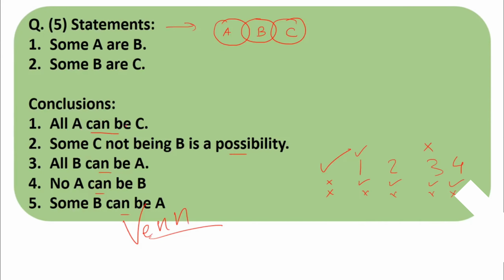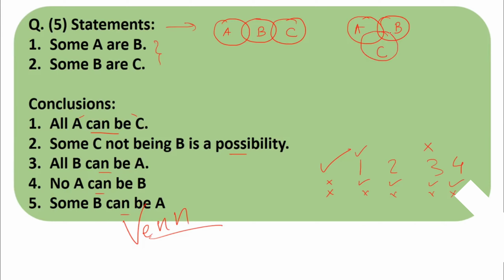All A can be C. Now this is A, this is C. Is A and C connected? No. Over here we want the relation between A and C, but there is no direct relation in the statements. So can we draw this diagram in any other way? What have they given? Some A are B, correct, and some B are C. There is no direct relation between A and C, so we can draw this diagram in another way. We can have A and this is B, and then we can say that A and C are connected like this.